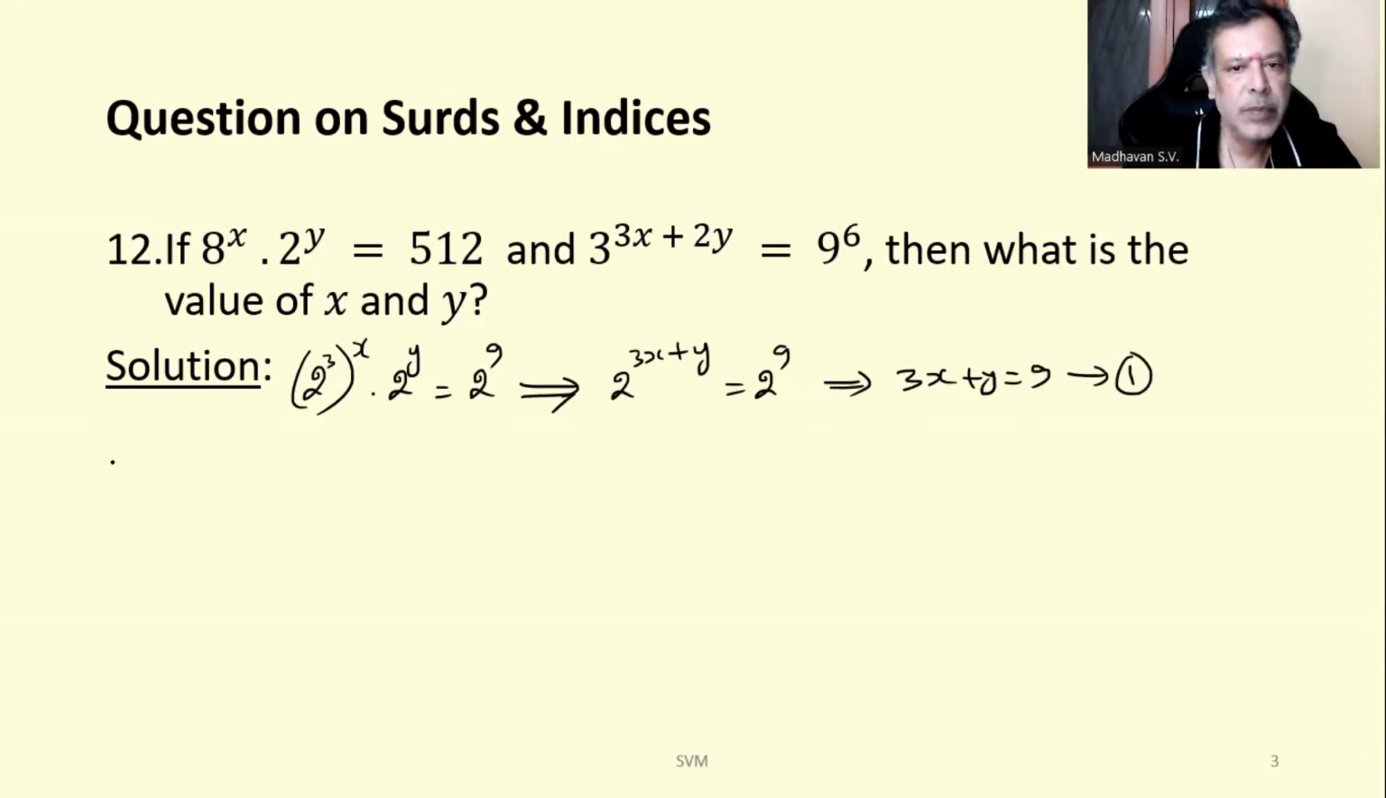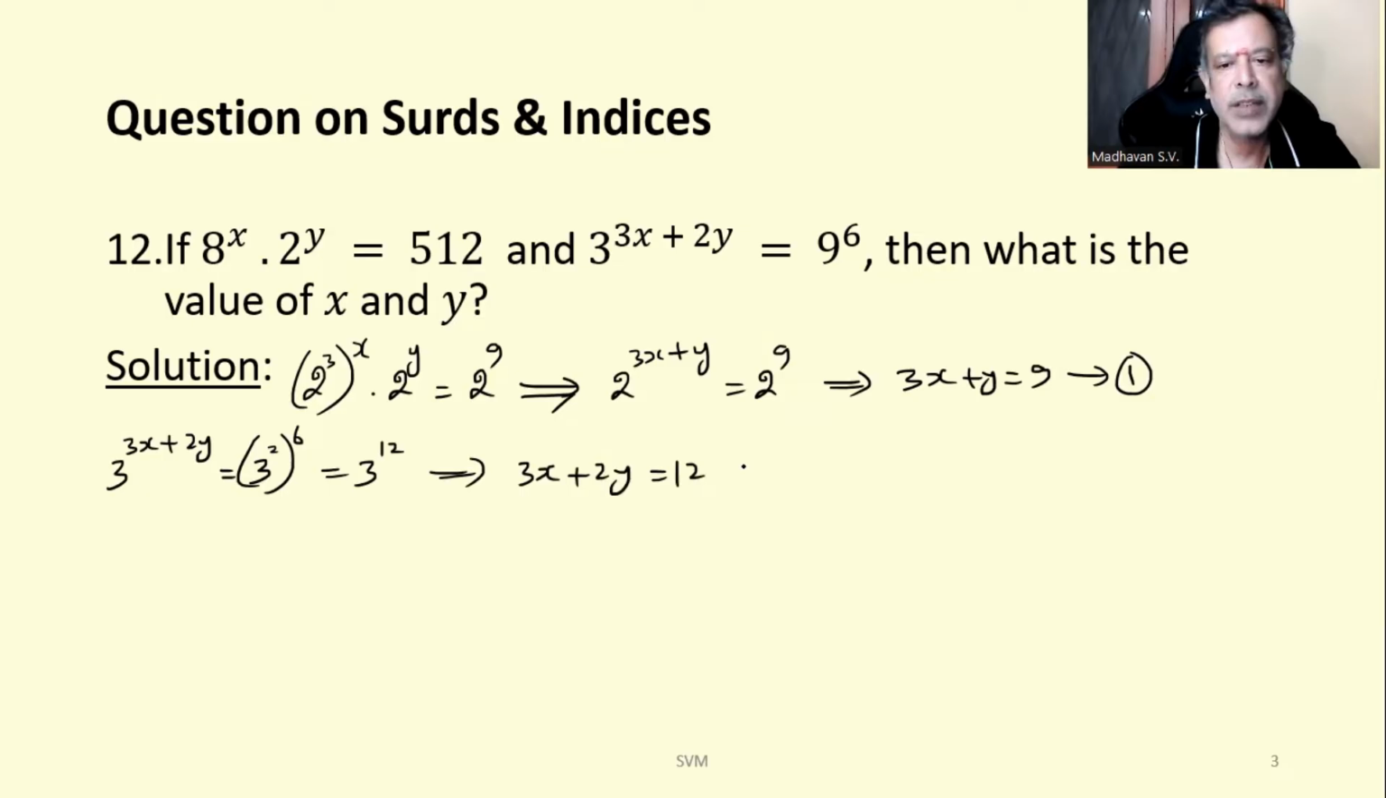The second expression, 3 power 3x plus 2y equal to 9 to the power of x. 9 can be written as 3 square to the power of x. That is further simplified as 3 power 12, which means we can now equate the indices 3x plus 2y equal to 12 because both the bases are common in left-hand side and right-hand side. Call this as equation 2. Now, second equation minus first equation, if we do, 3x and 3x gets cancelled. 2y minus y becomes y. 12 minus 9 becomes 3.